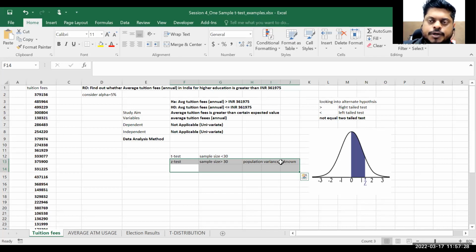So most of the times follow t-test. Irrespective of sample size, t-test will give you a better answer unless you know the population variance, right? Any questions, any doubt on this?